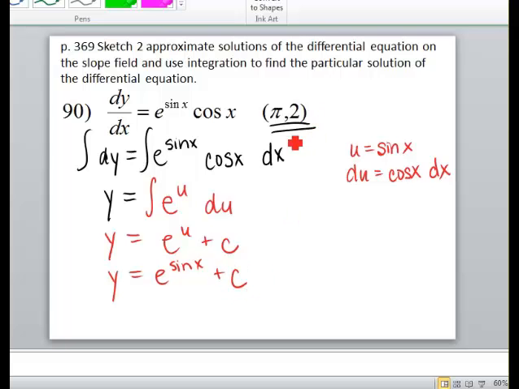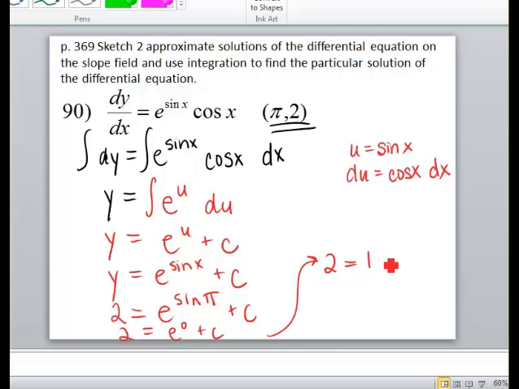Now for this particular solution, I would plug in 2 for y and pi for x. The sine of pi is 0, so e to the 0 plus c. Well, I know that e to the 0 is 1, so my c value ends up being 1. So the solution to this differential equation is y equals e to the sine x plus 1.